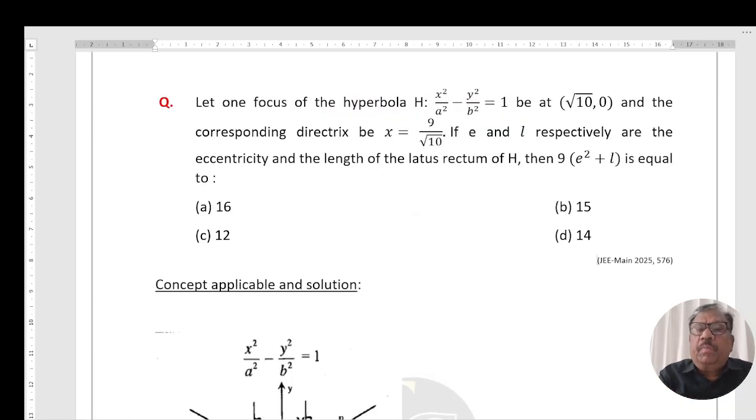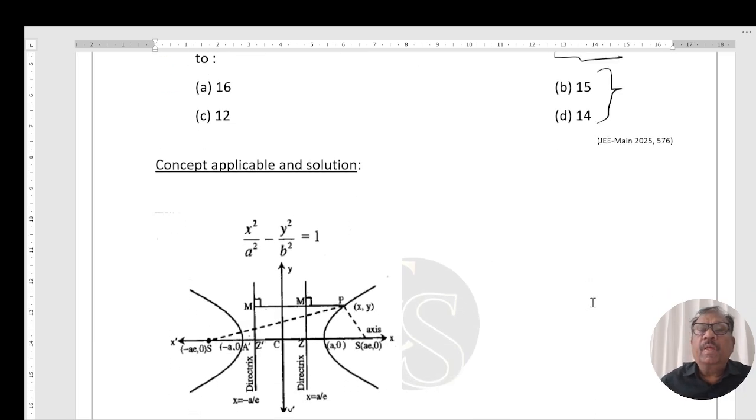Let one focus of the hyperbola x square upon a square minus y square upon b square equal to 1 be root 10, 0, and the corresponding directrix be x equal to a by e. If e and l respectively are the eccentricity and length of the latus rectum of H, then 9e square plus l is equal to 4 options are given, one of the options is correct. Right? Concept applicable in solution.